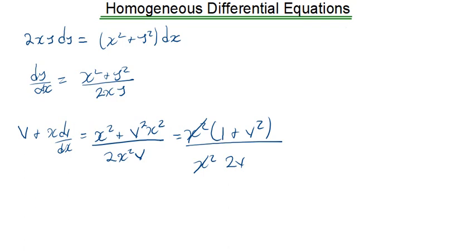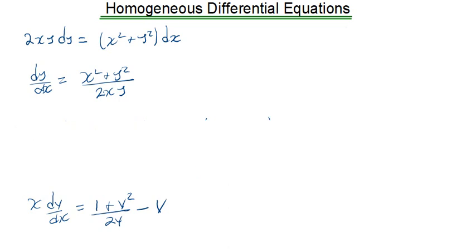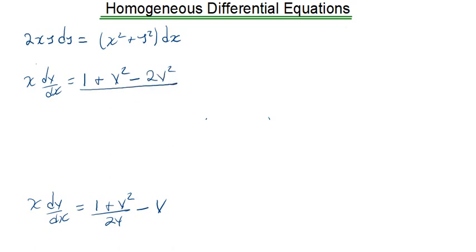So meaning I can take the v on the other side. On the other side, that gives me x dv dx to be equals to 1 plus v squared divided by 2v minus v, which is that v that you have right there. You have just shifted it to go on the other side. So now you have your x dv dx to be equals to 1 plus v squared minus 2v multiplied by v, that gives you 2v squared divided by 2v. This just turns out to be x dv dx to be equals to 1 minus v squared divided by 2v.